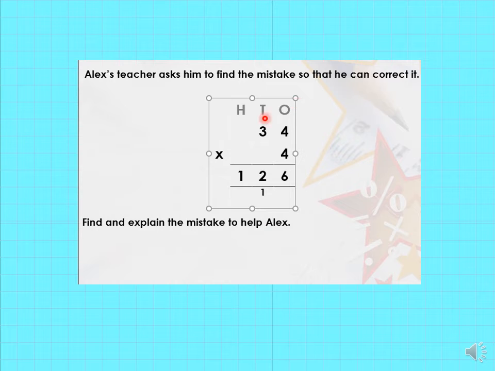Okay, so he set it out correctly. He set out his 10s and his 1s, and he's put his times symbol there. So he started with his 1s, which is correct. That's what we need to do.